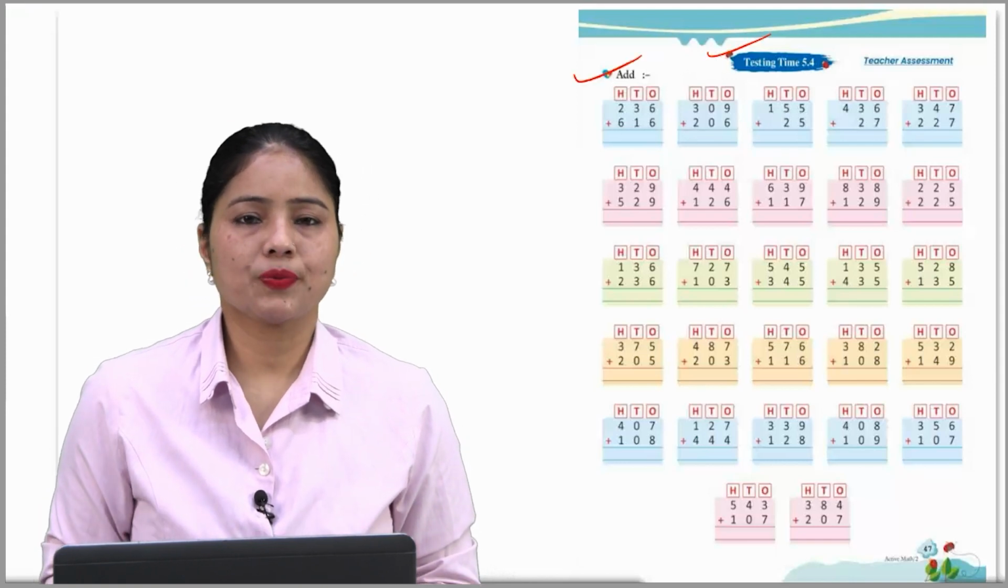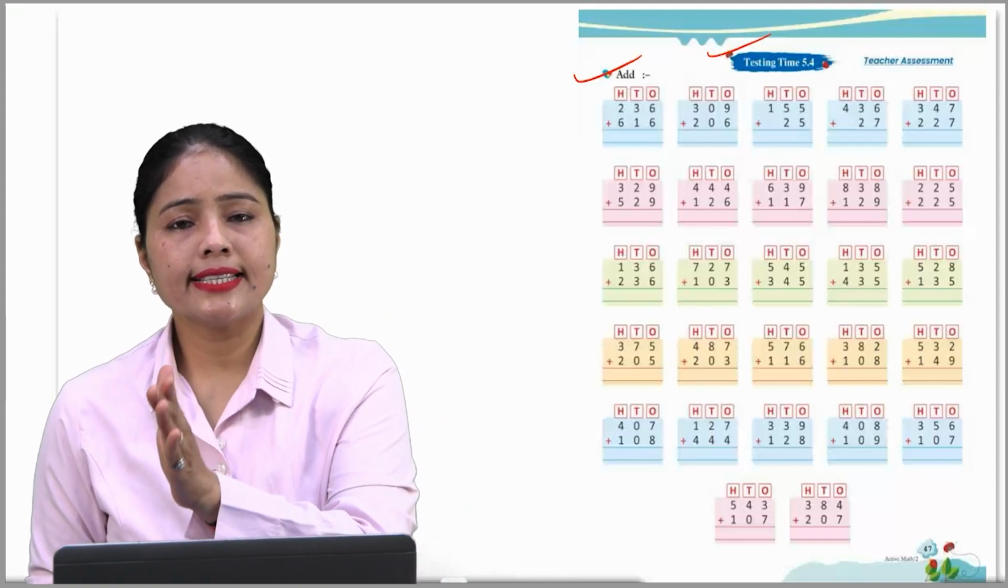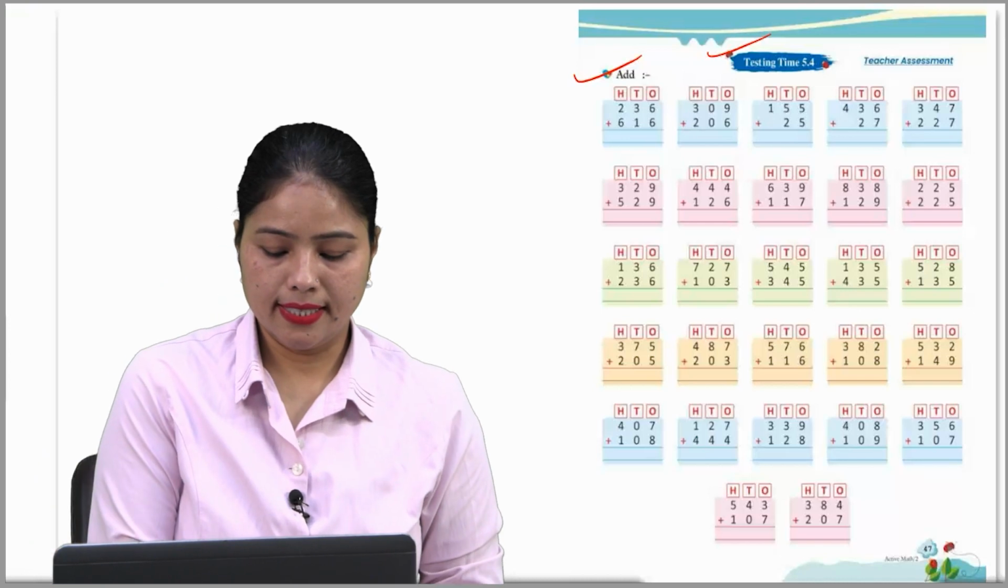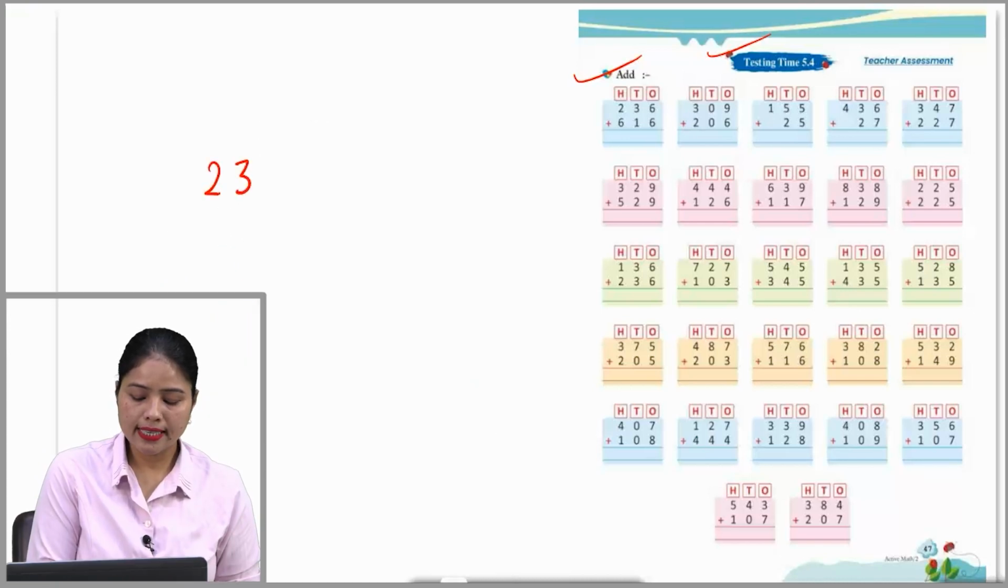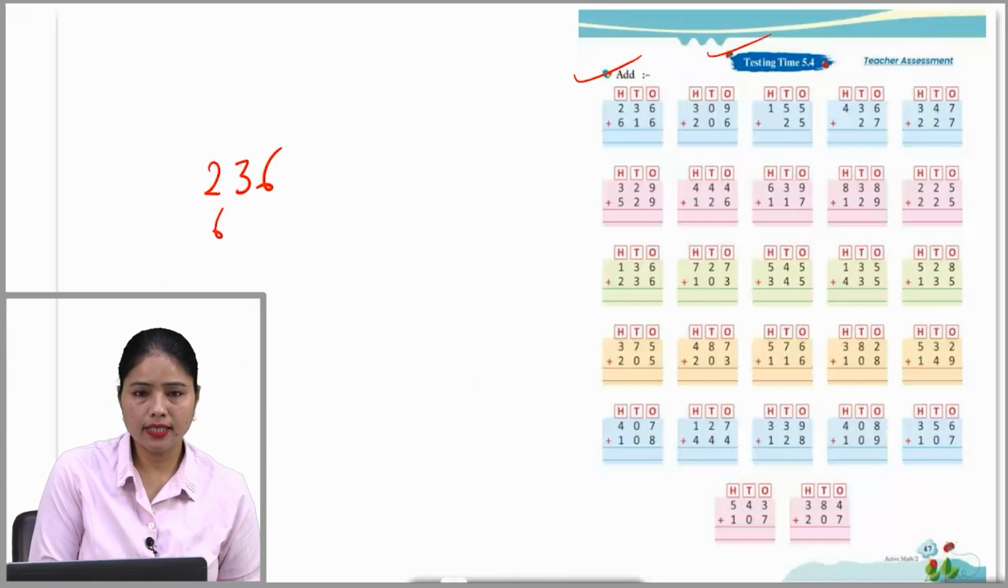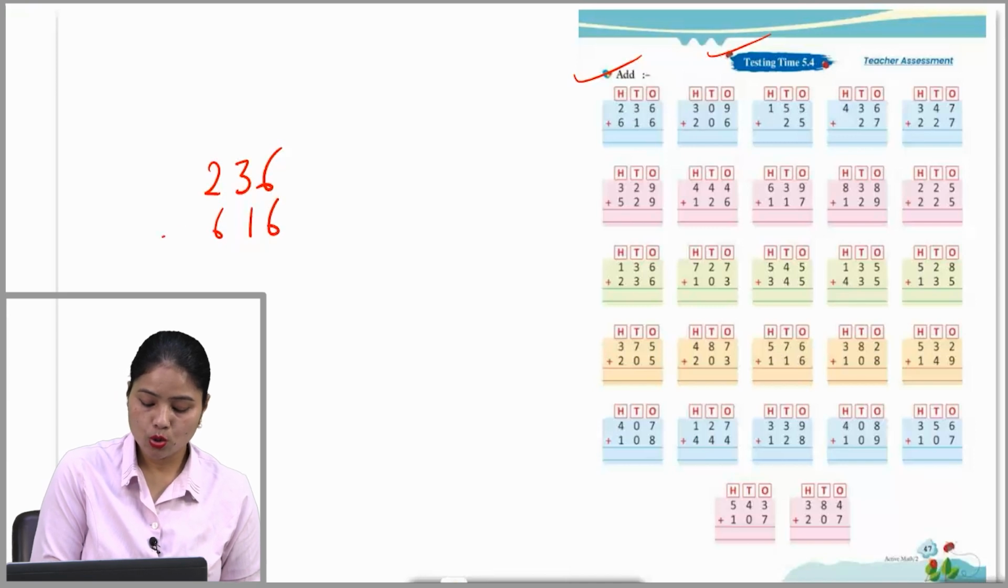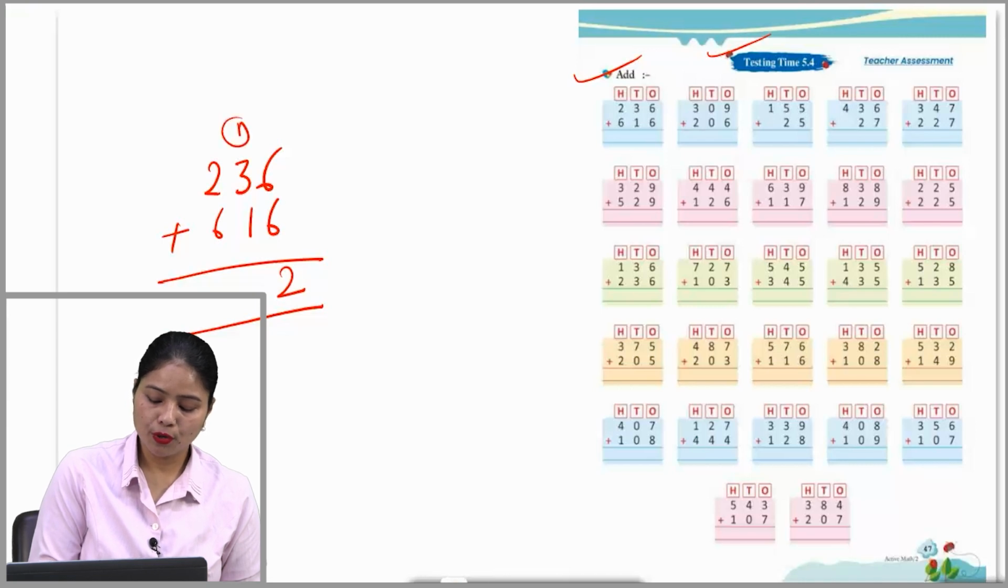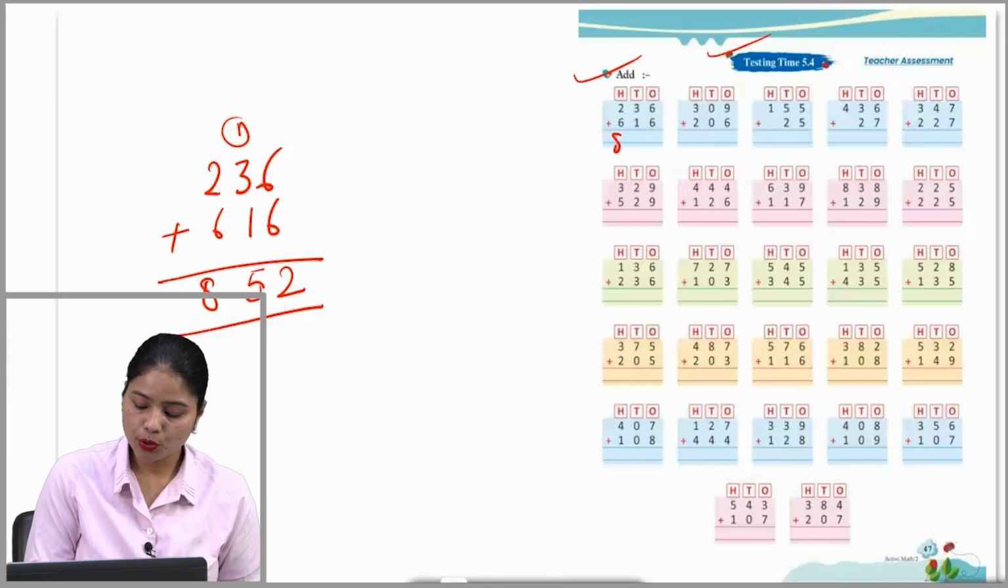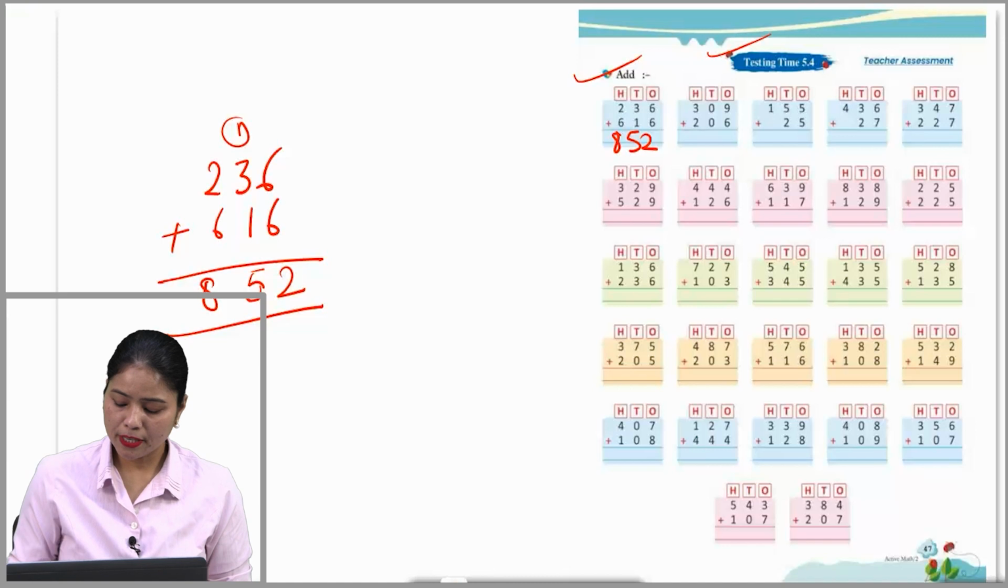First is add 236 plus 116. So 236 and 116. So you have to start with ones place. So 6 और 6, 12 का 2, carry 1, 3 4 and 5 and 6 और 2 हो गए 8. So 852 is the answer of that particular one.